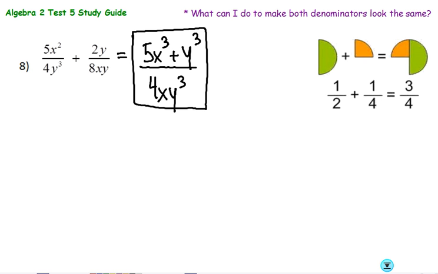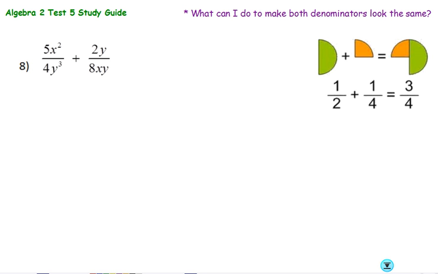You should have gotten 5x cubed plus y cubed over 4xy cubed. A lot of cubes there. If you got that one right, great. Go ahead and pause now and try number 8 on the right side. If you didn't, let's walk through that one together.